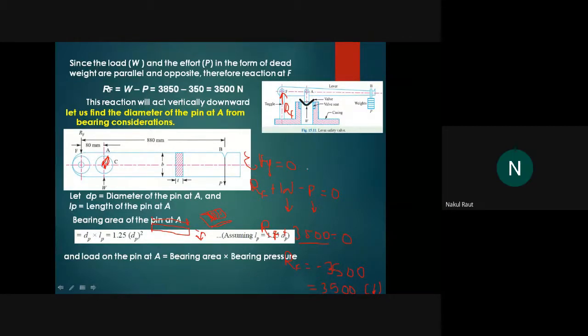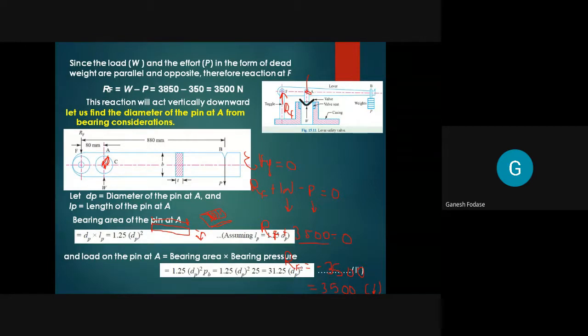25. ह्या पिनचं तुम्हाला डायमीटर आणि एरिया फाइंड करायचा आहे. दिस डीपी, ही पिन कशी असणार आहे आता तुमचा डीपी एरिया आहे आणि याची लेंथ किती असणार आतमध्ये एलपी. हा जेव्हा लोड ऍक्ट होतोय तेव्हा मी काय कन्सिडर करणार आहे? लोड ऑन द पिन ॲट ए इज इक्वल टू बेअरिंग एरिया इंटू प्रेशर. सो बेअरिंग एरिया इज डीपी इंटू एलपी इंटू प्रेशर इज गिवन. सो व्हॉट वी कॅन फाइंड आउट फ्रॉम दिस इट इज इन टर्म्स ऑफ डीपी. But it is equal to how much?